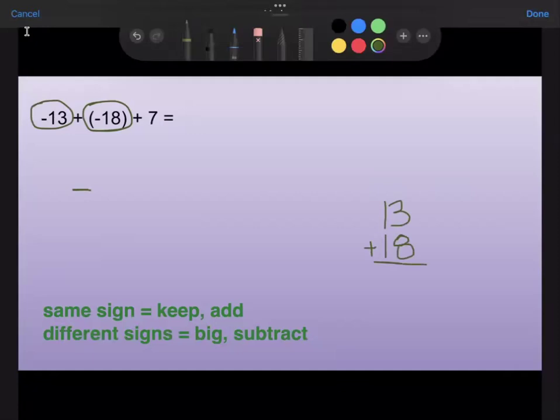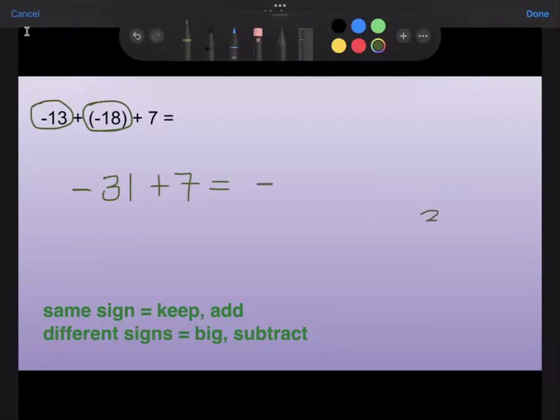13 plus 18. 3 plus 8 is 11, and then that would be 3. So this would be -31, at least when I combine those two. Now I don't have anything to combine the +7 with, so I'm just going to rewrite that as +7. Now I can use my different sign rule, which is that I keep the sign of the bigger number. Since 31 is bigger than 7, that means I have more negatives than positives, so I'm going to keep that as a negative answer.